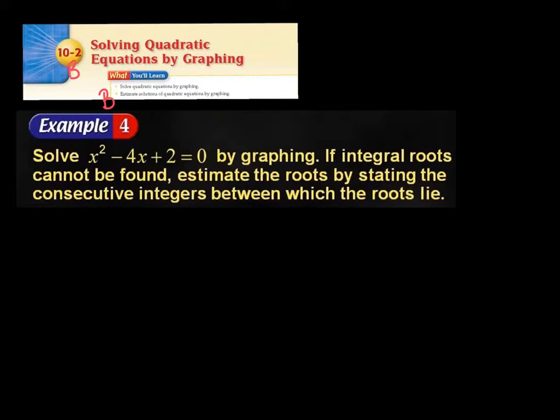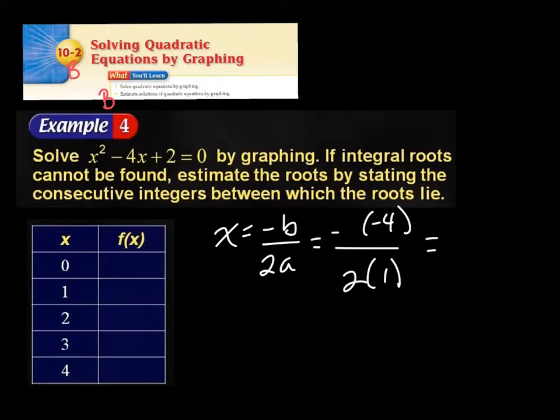If integral roots cannot be found, estimate the roots by stating the consecutive integers between which the roots lie. Consecutive means in a row. To find our axis of symmetry, to figure out where to start our chart, we do our negative b over 2a thing yet again. Negative 4 would be 4 divided by 2 is 2. So they have two integers less than 2 and 2 greater than 2.